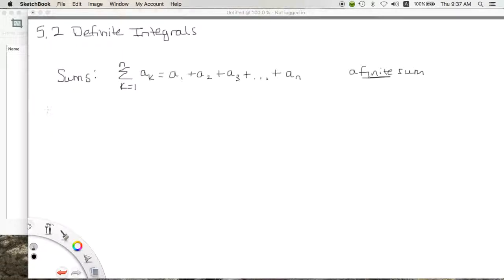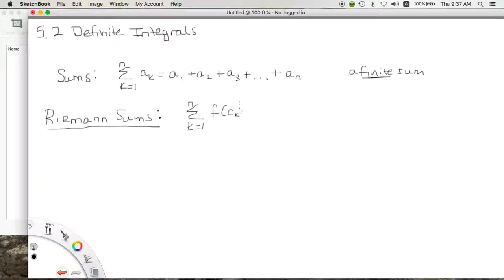Now in calculus we have something special called a Riemann sum. Riemann sums are really important because they help us with our integrals. What it is is the function value at each of these little places times whatever the delta x is between the places. Now, a RAM is an example of a Riemann sum.